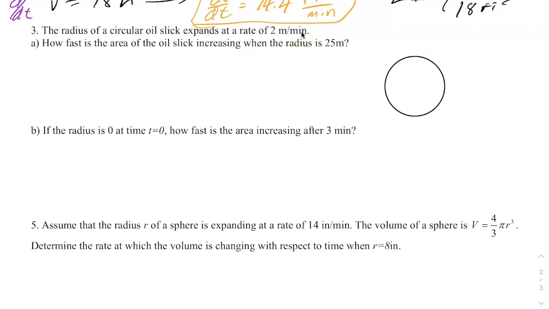So the radius expands at 2 meters per minute. So dr/dt is expanding at a rate of 2 meters per minute. Very important. So that's r, but they're giving us dr/dt. The radius of the circular oil slick expands at a rate of 2 meters per minute. So they're not giving us r, they're giving us dr/dt. So how fast it's growing.